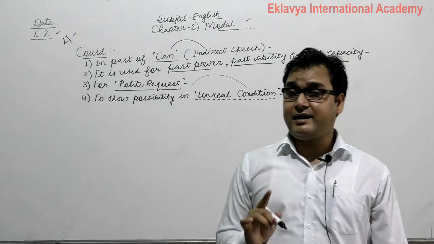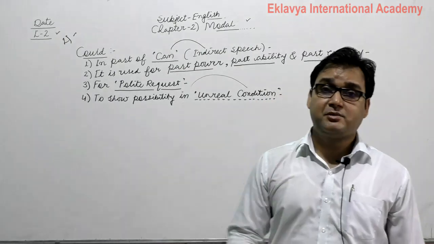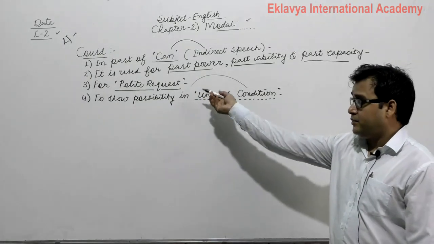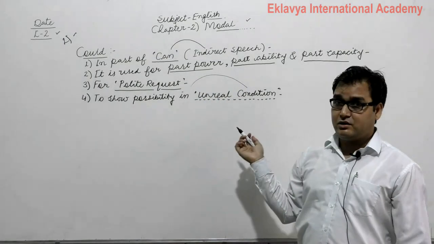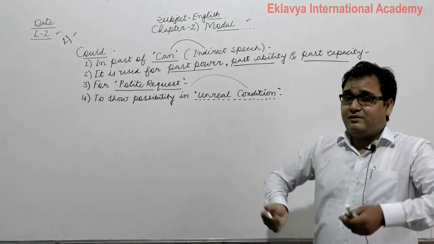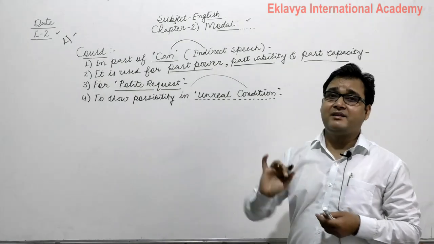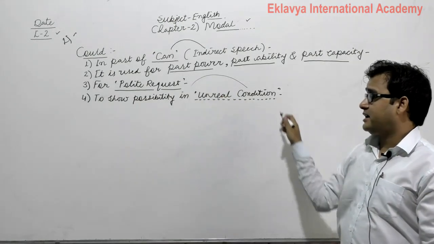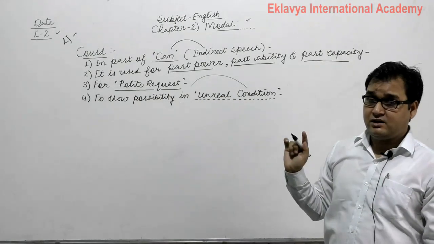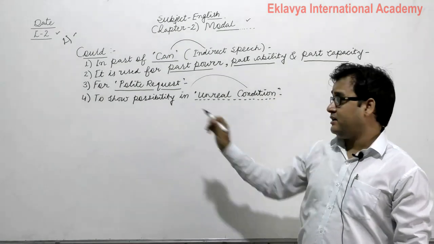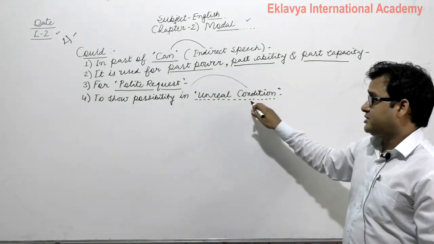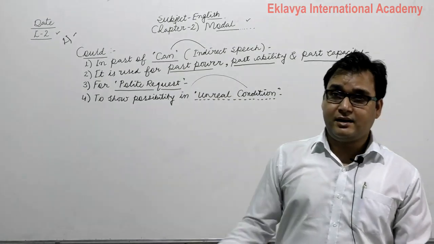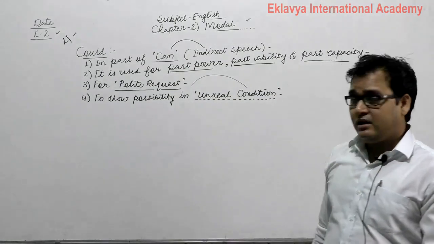To show possibility in unreal condition, unreal condition mein possibility show karne ke liye. We discussed one kind of possibility in can, and that was theoretical possibility. So in this modal we have possibility in unreal condition, not theoretical and not the practical one, maybe practical, but it should be unreal, the practical in imagination. To show possibility in unreal condition, we use could modal. So let's take the points one by one with an example series.